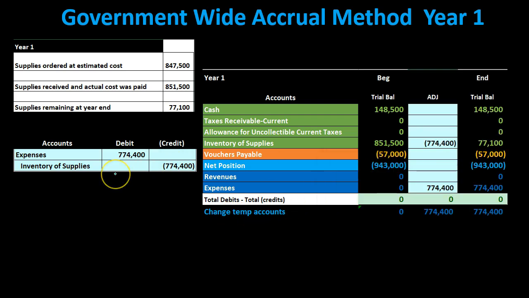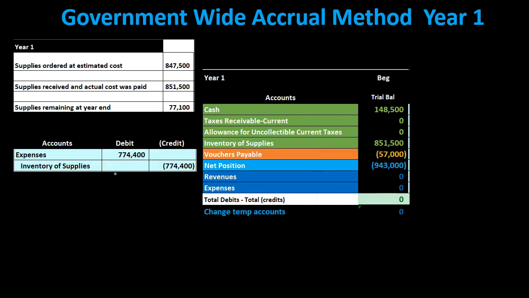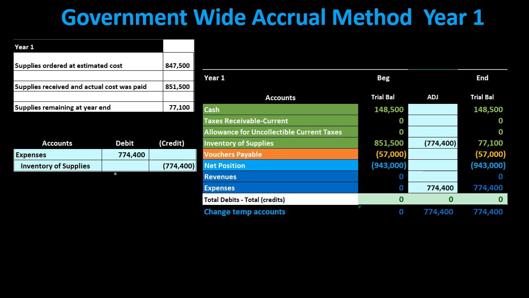And again, of course, it could be the fact that we didn't consume some of it, it could have got lost or something like that happened, but we're assuming that the difference between the beginning inventory plus what we purchased minus ending inventory is what we have consumed. We would then record this on an accrual basis, increasing the expense for that amount that we would have consumed and decreasing the inventory supplies. And that brings us down to the physical count of 77,100.